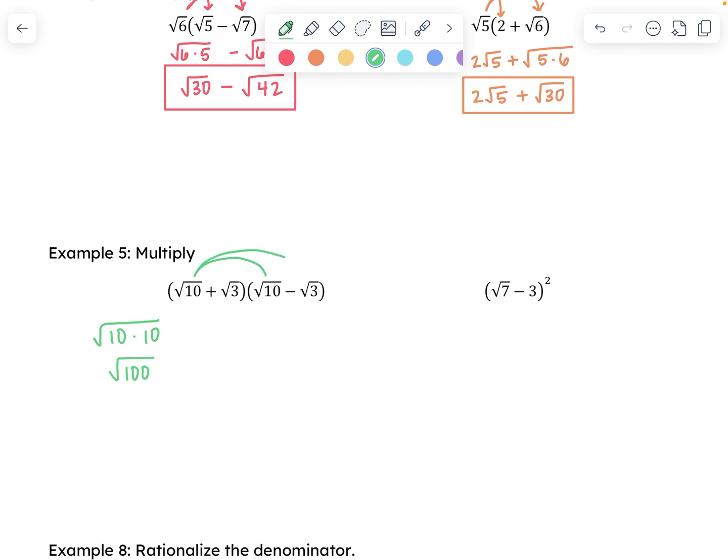Then I'm going to have outside times outside, so minus the square root of 10 times the square root of 3. So the square root of 10 times 3, so minus the square root of 30. Inside times inside, square root of 3 times the square root of 10, so plus that square root of 3 times 10, so plus the square root of 30. And last times last, minus the square root of 3 times the square root of 3. So the square root of 3 times 3, minus the square root of 9.